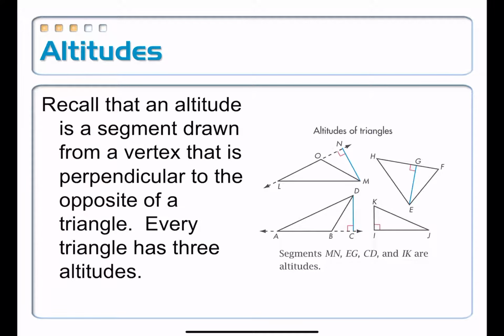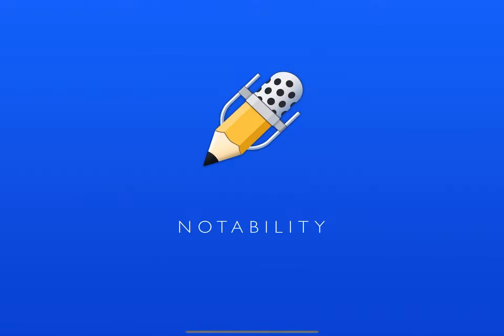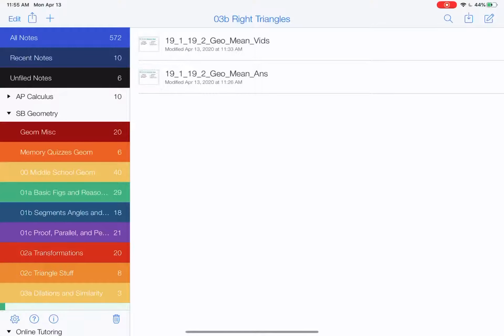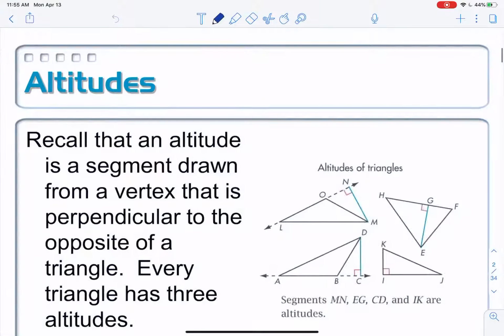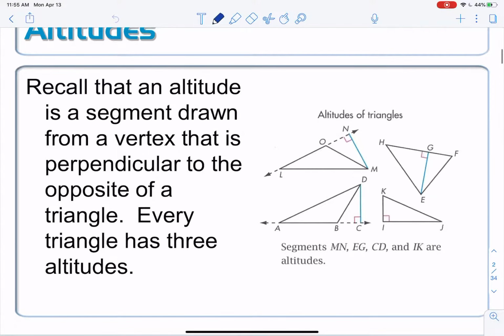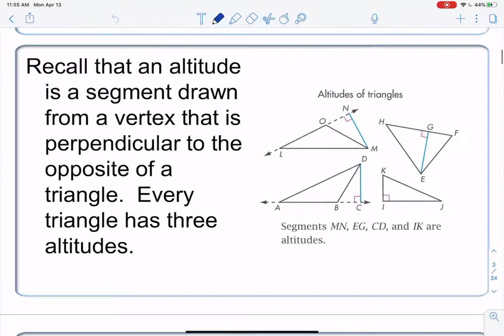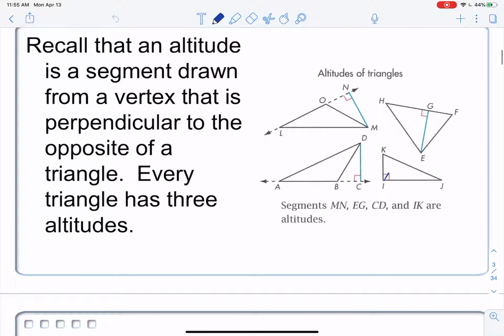Right triangles, though, are special. Right triangles are special because two of the sides are already altitudes. This J to I, from J over here to this opposite side, already makes a right angle. It's an altitude. Same thing from K to I. It also makes one. But there's one more. Here, let me come back over here so I can draw it in here for you. And there's one more. And this third altitude is right here.